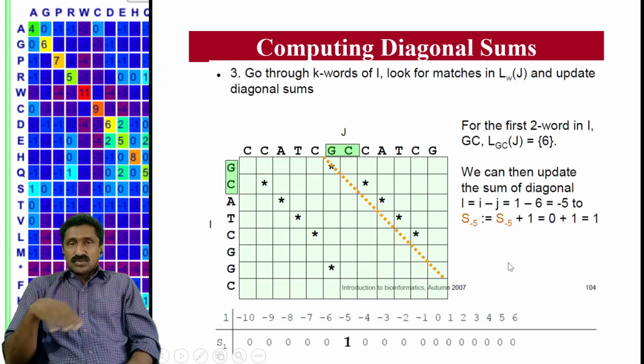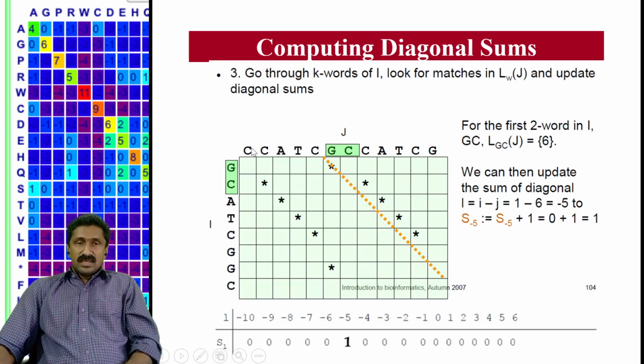Now then you come to the matrix here. Here two sequences are represented, and since the k word length is 2, the first possible word from this string is GC. So this is the first k word, and you look for that k word from I in J. So this is the first possibility. CC not matching, CA second one not matching, AT third one not matching, TC fourth one, CG. Here at the sixth position you have a match.